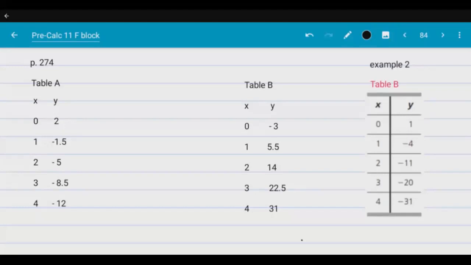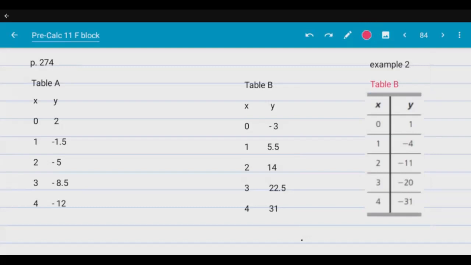So let's take a look. Let's say we have this table. This is on page 274, the check your understanding number 2 right here. I just wasn't able to put it here. The check your understanding was shown to you horizontally. I just rewrote it vertically to make it easier. So what are we supposed to do here? Let's take a look.